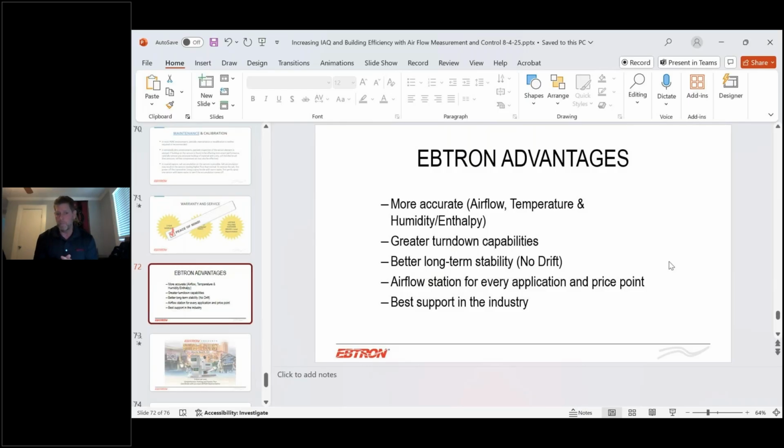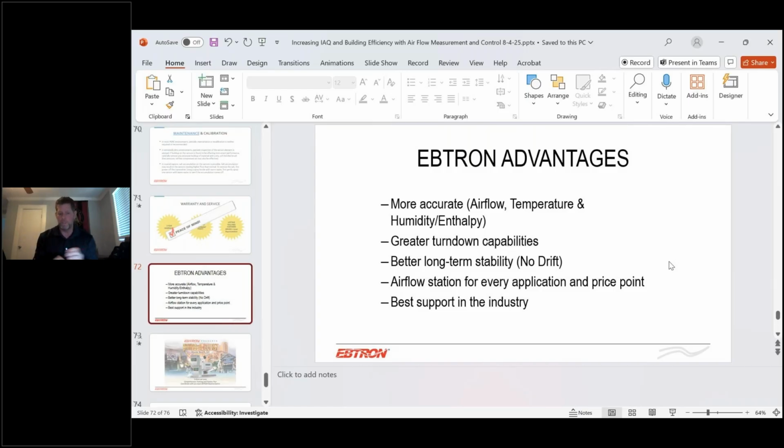It's not required. We have an airflow station for every application and price point. Don't think that, hey, they're too expensive because all I ever see is the Gold Series products. In your smaller locations and smaller applications, we have all kinds of different products. And Buckley's fully aware and can help you with any application that you have.